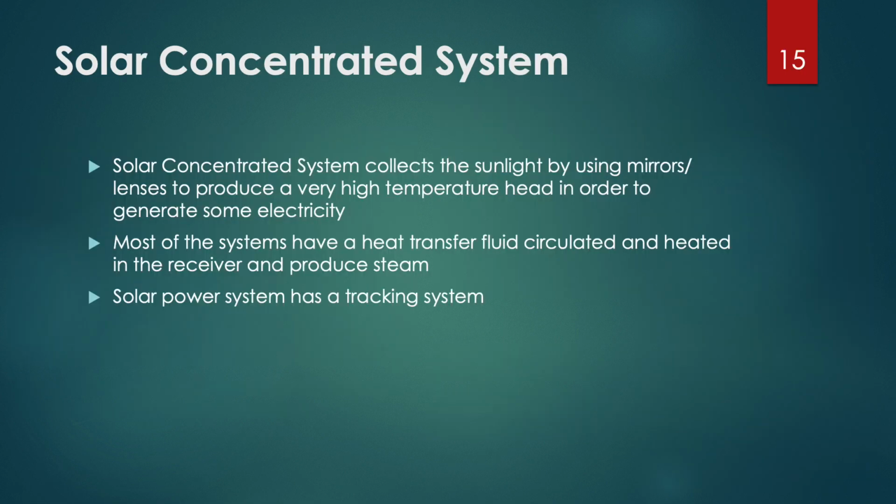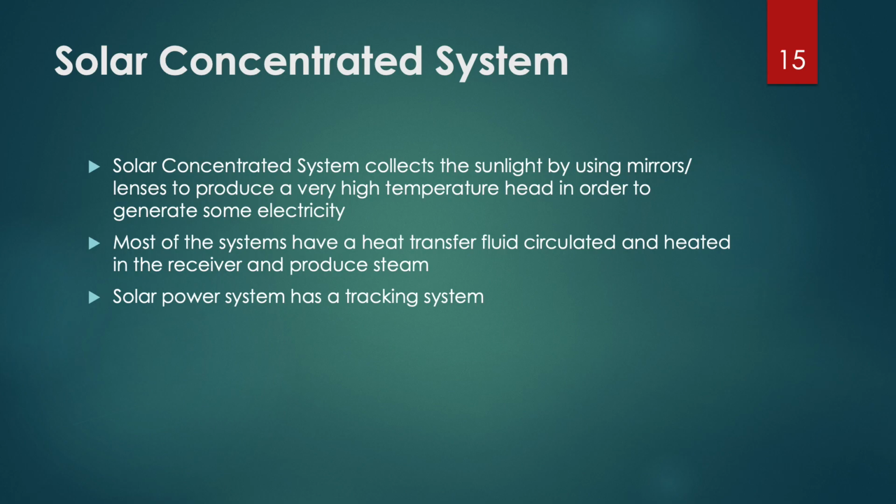Solar concentrated system. Solar concentrated systems collect the sunlight to produce very high temperature heat in order to generate some electricity. All the solar power systems have a solar concentrated system with two main components that reflect and focus the sunlight into a receiver. Most of the systems have a heat transfer fluid circulated and heated in this receiver to produce steam. The steam turns to mechanical energy to produce electricity.